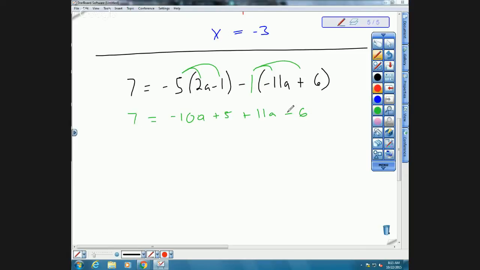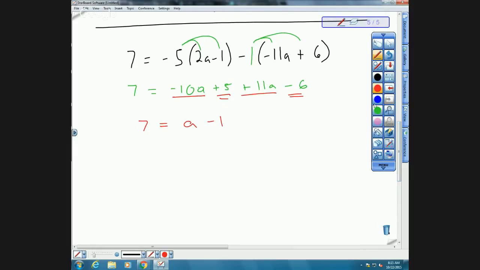So now again, let's combine some terms here. -10a plus 11a would be 1a. And then 5 minus 6 would be -1. So here we can leave the a on the right side and just get rid of this 1 to get the a completely by itself. So I add 1 to both sides, and I get a equals 8, which you could rewrite like this.